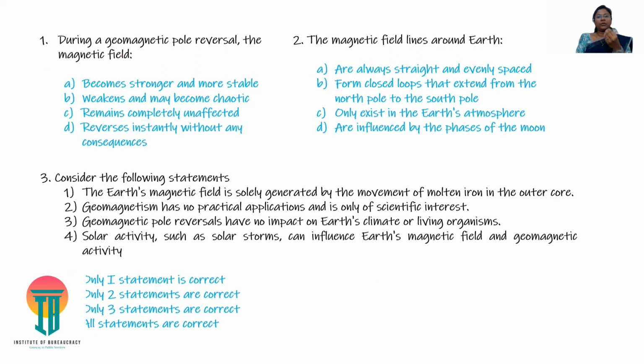first question, you can take a moment or you can pause the video, look into the questions deeply and try to answer them. During a geomagnetic pole reversal, what will happen to the magnetic field when the poles are reversed? Okay, through the questions also, we are trying to understand some concepts. First option, become stronger and more stable, weakens and become chaotic, remains completely unaffected, reverses instantly without any consequences.